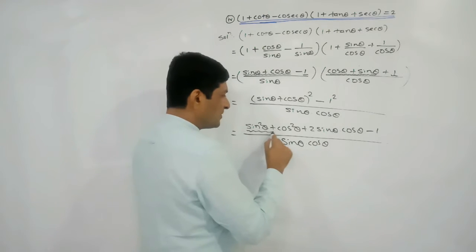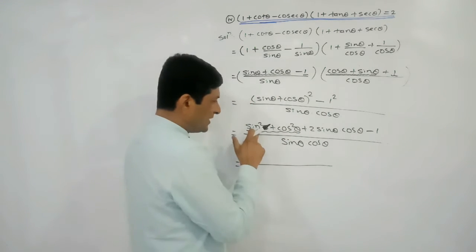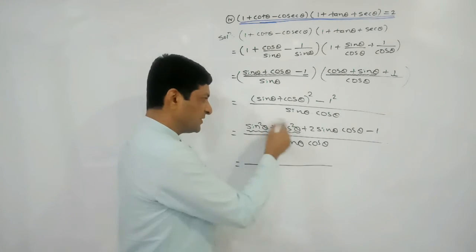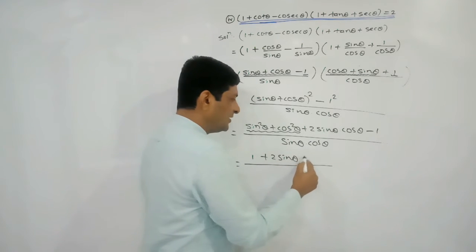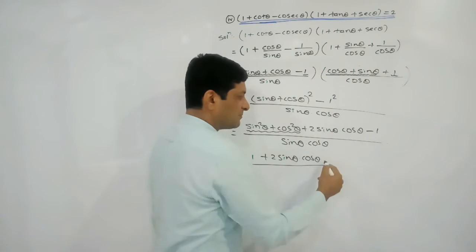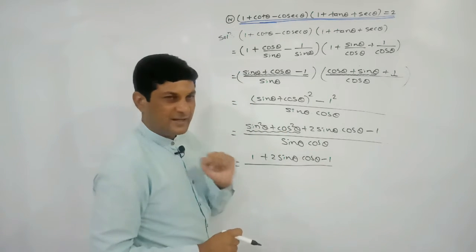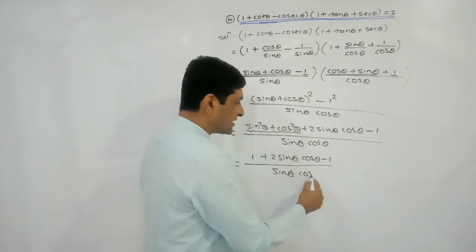Now according to our fundamental identities from trigonometry, this sin square theta plus cos square theta can be replaced by 1. So substitute its value, it is equal to 1 plus 2 sin theta into cos theta, and this minus 1, keep it as it is. Just simply I am replacing this term by its value 1. In the denominator, sin theta into cos theta, keep it as it is.